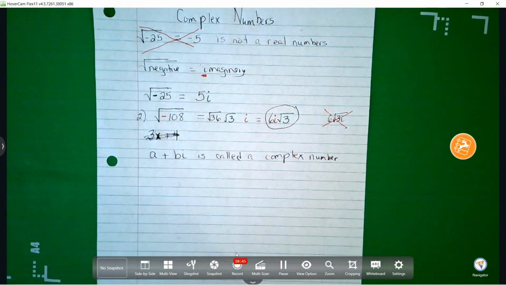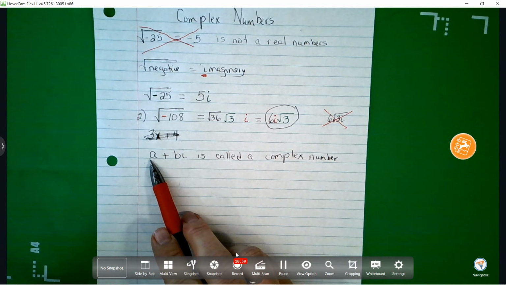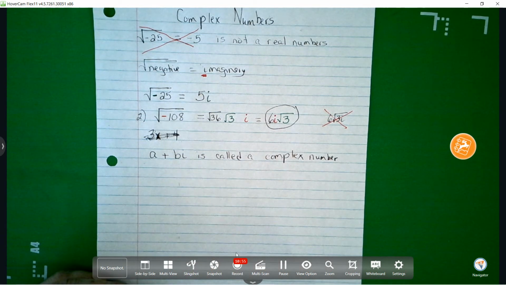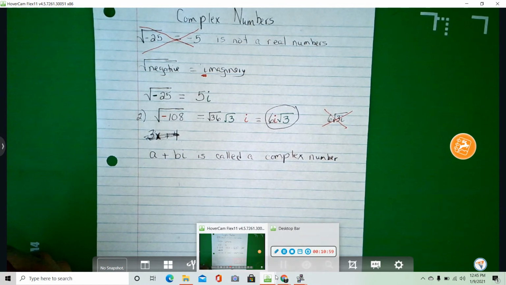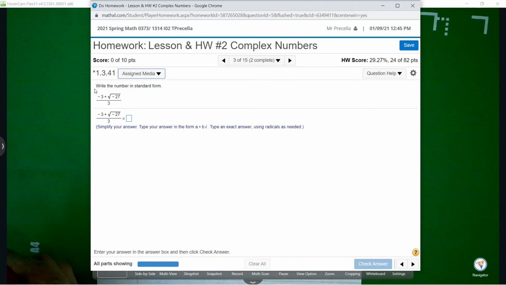So, a complex number is when you have a real number, that's a number that's not a square root of a negative, and one of these imaginary numbers. Okay? So, problems 3, 4, and 5 are all the same type of problem. Let's look at this one. Write the number in standard form. What the heck do I mean by standard form? Okay, simplify your answer. Type your answer in the form a plus bi. Use radicals as needed. So we're going to write this as a complex number.